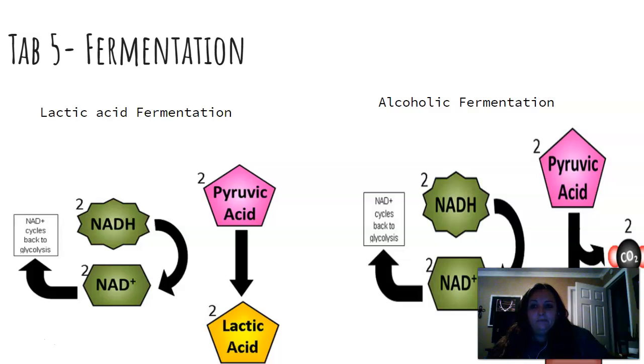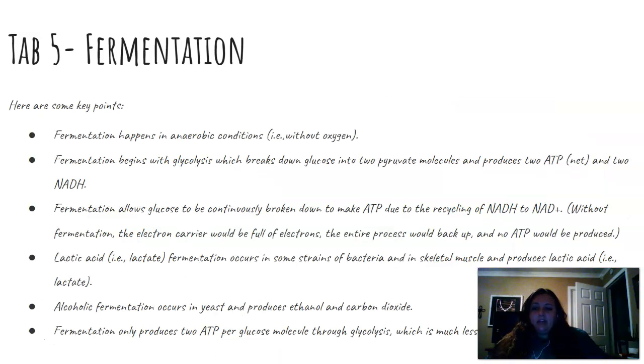So ethyl alcohol. All right, so here are some key points to take away from this. Fermentation happens in anaerobic conditions, in other words, without oxygen. Fermentation begins with glycolysis, which breaks down glucose into 2 pyruvate molecules and produces 2 ATP and 2 NADH. So what this is saying is if you do not have enough oxygen in your body, if you're working out and you are not giving your body enough oxygen, your body is going to go through fermentation.